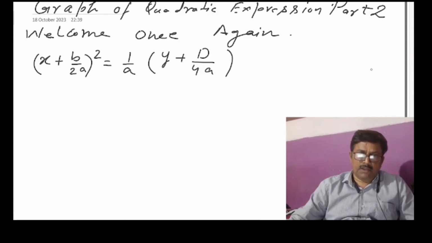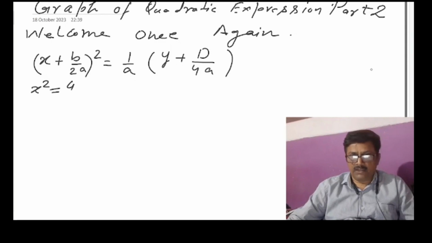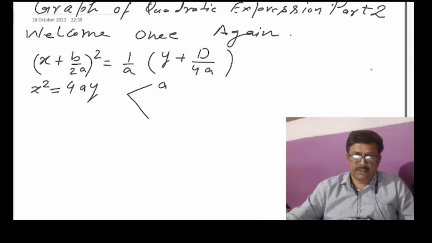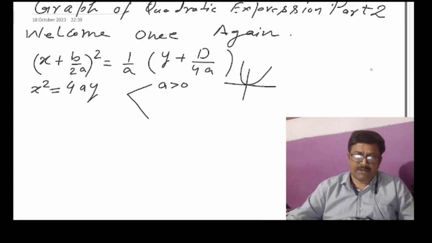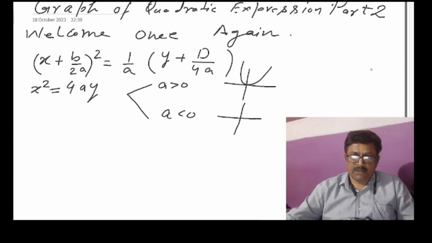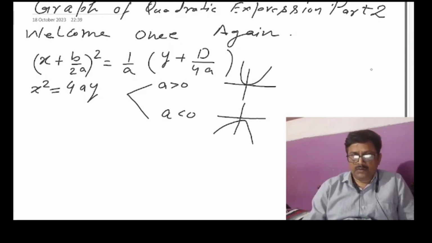Now, as we know, the equation of a parabola is of this type, x square equal to 4ay. So here two cases arise. If this a is positive, the graph of the parabola opens upward, and if this a is negative, the graph of the parabola opens downward.